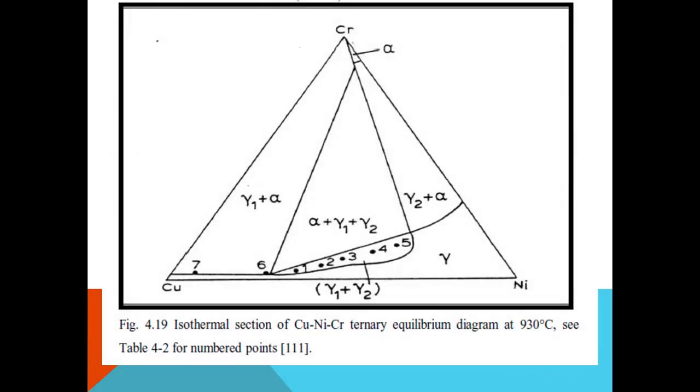Isothermal section of copper-nickel-chromium ternary equilibrium diagrams at 930 degrees Celsius. The alloy copper-nickel with addition of chromium. The purpose of this alloying element addition is to provide more corrosion resistance.